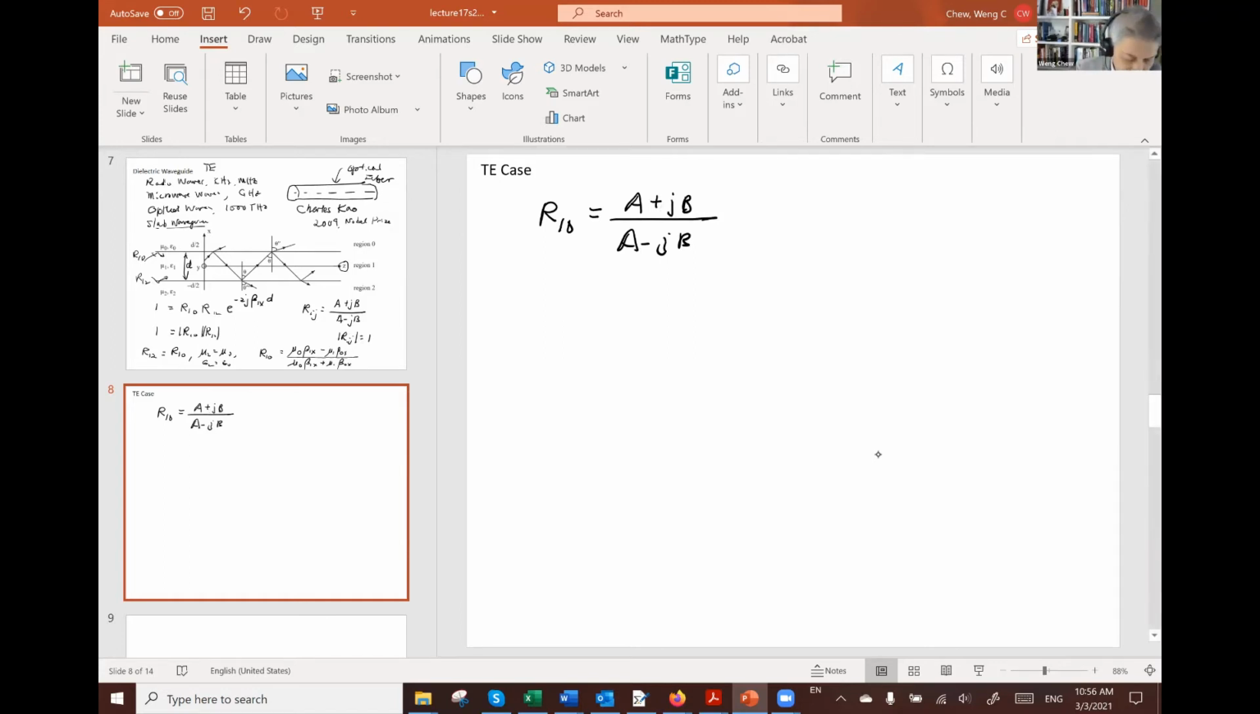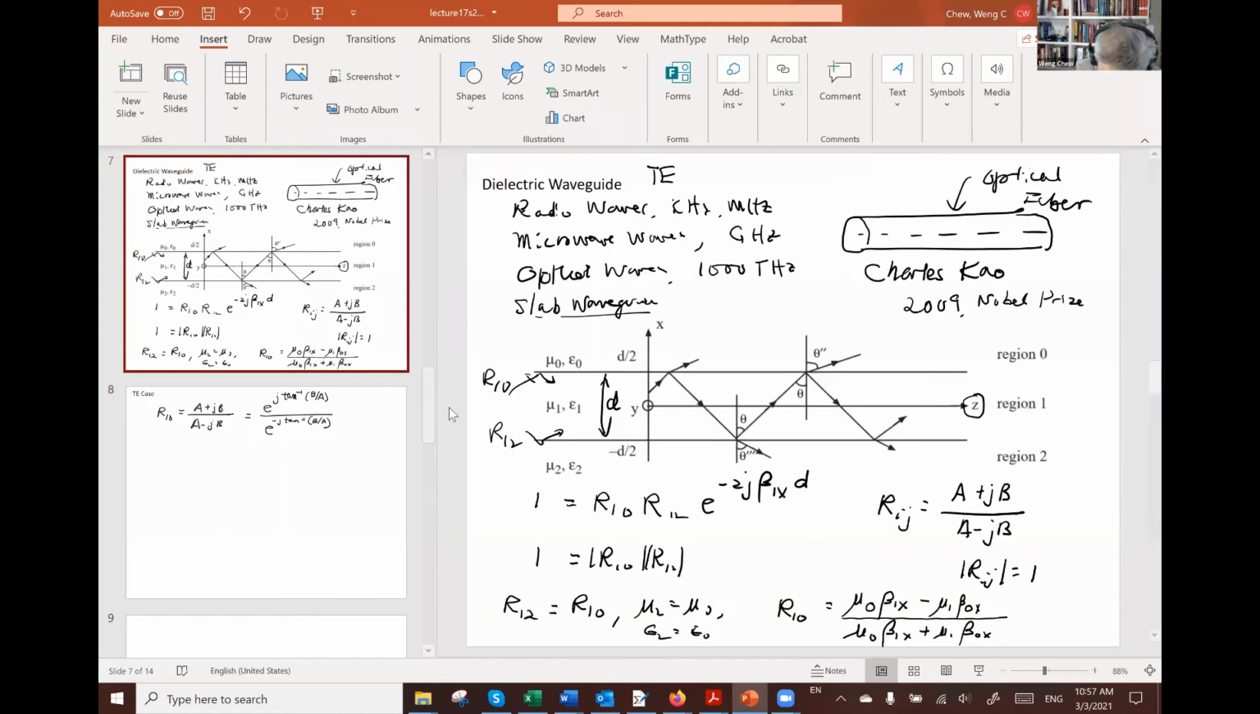Okay, that has a Goos-Hänchen shift in it. And then if you look at the phase of this numerator, it will be arctangent of B over A using simple complex analysis. And then this would be minus the arctangent of B over A. Okay, and you can work this out quite easily using the Fresnel reflection coefficient that we have just written down on the previous slide.